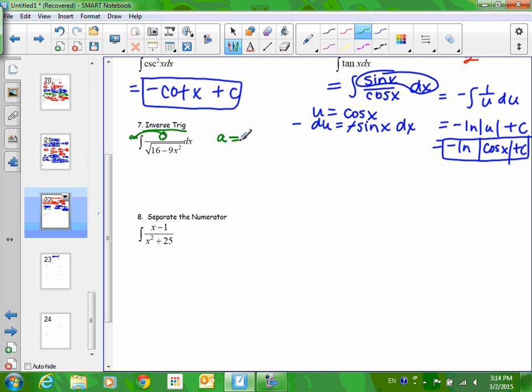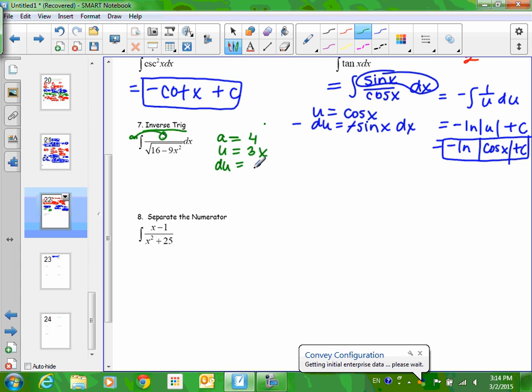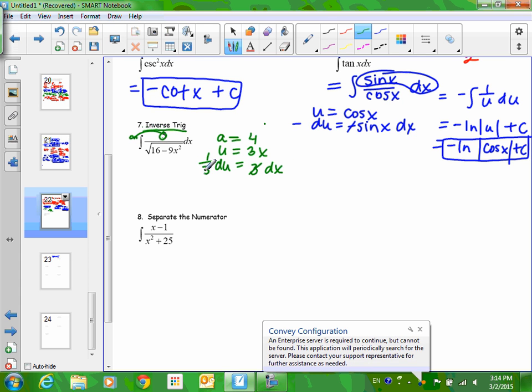Okay, so we've got an a, we've got a u, and we've got a du, and if this doesn't work, I'm going to find out really fast if it's supposed to be some other kind of substitution. But it's not. This is going to work out. So what's a? 4. This is square root of 16. What's u? 3x. So du would be 3 dx. So remember, the 5 got moved to the front. The 1/3 now got moved to the front.